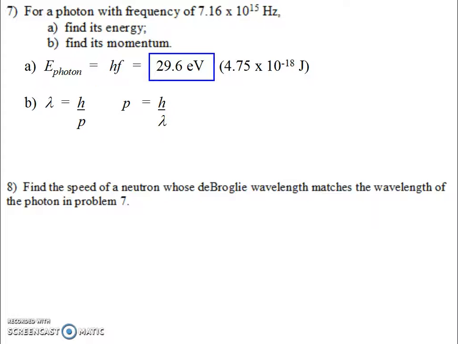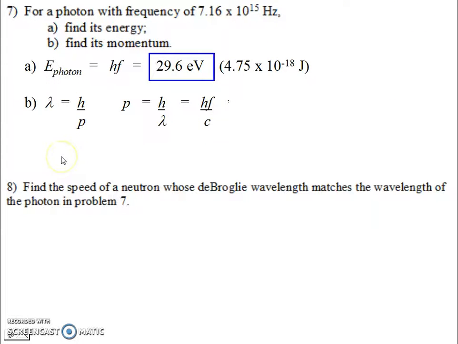But wait a second, you're not given lambda, you're given the frequency, right? So you have to use c equals f lambda, which I'm just going to put right in here into the equation. It's lambda equals c over f, so I put it here. So it's hf over c. And then you say, ooh, hf, what's that? Oh, right, that's just going to be the energy of the photon.